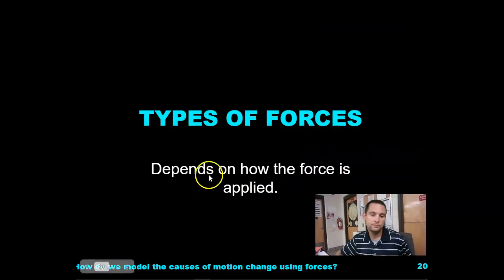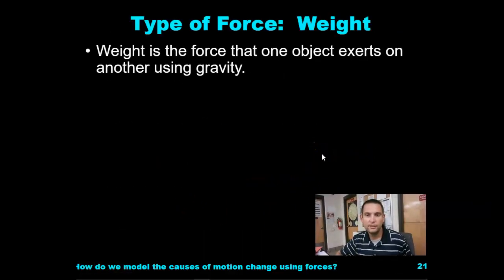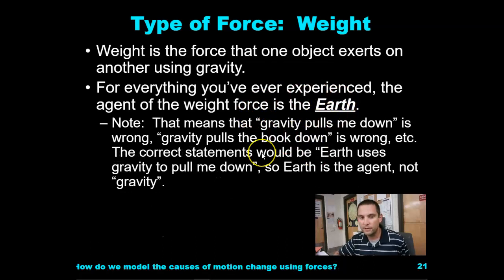Types of forces. This depends on how the force is applied. We've got weight. Weight is the force that one object exerts on another using gravity. For everything you've ever experienced, the agent of weight force is the Earth. So, for me, the force that Earth exerts on me is my weight. That means that saying gravity pulls down on me is wrong. Gravity pulls the book down is wrong. The correct statement would be Earth uses gravity to pull me down. So Earth is the agent, not gravity. Gravity is not doing the thing. Earth is doing the thing.